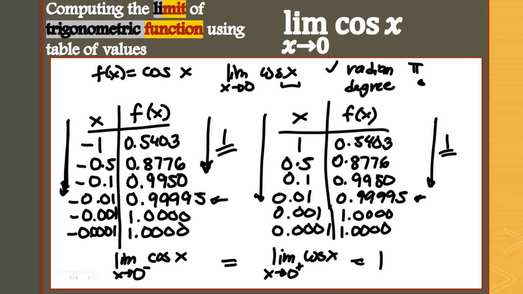This is actually now the limit of cosine x as x approaches 0, because our limits from the left and from the right are equal to one another. Again, this is what we have been using for some instances, and we have verified that using this table of values. So this is how we illustrate that limit using the table of values from both left and right of our value of x, which is 0.